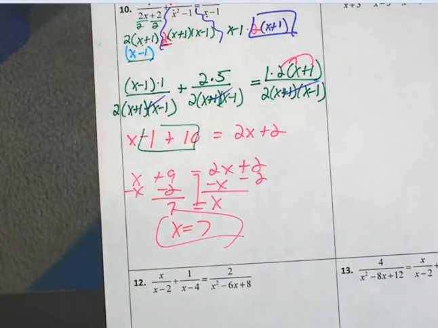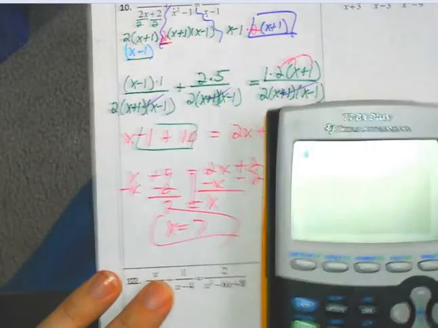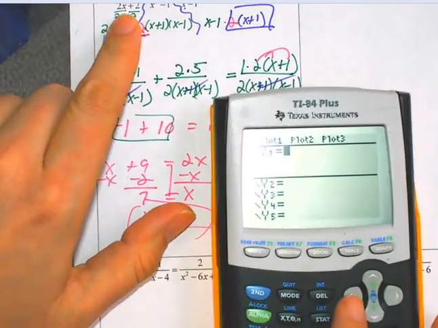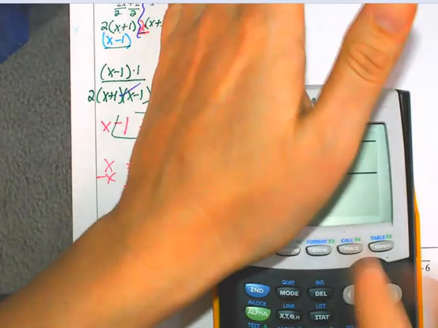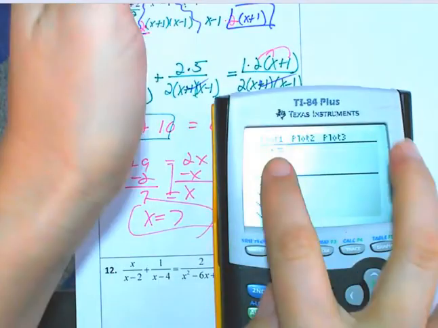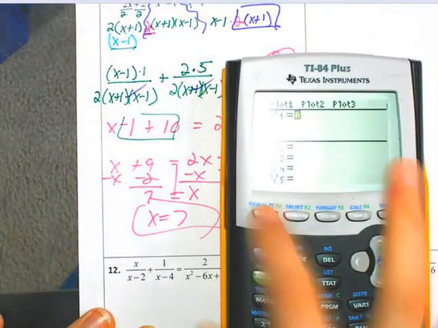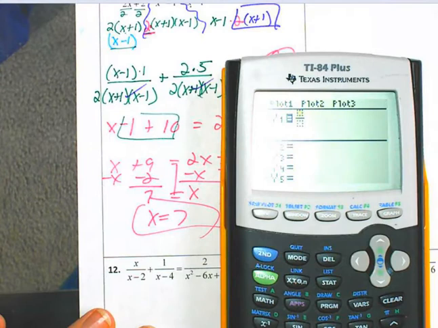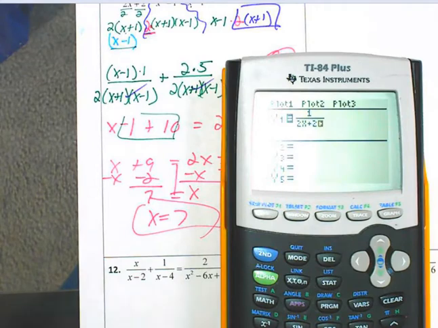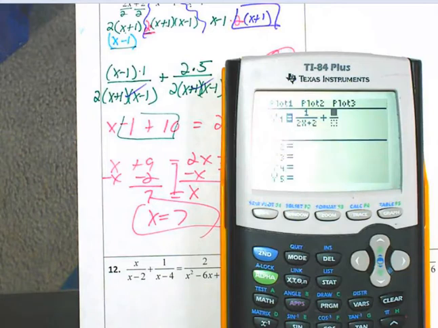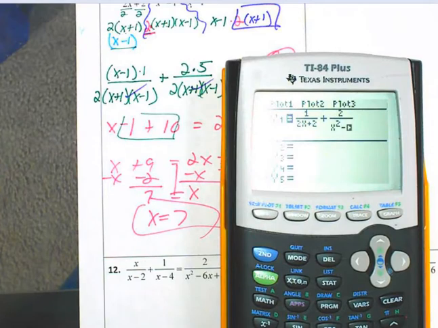done it correctly. All right, so in the calculator, if you go into y equals, and you put your original equation, everything that's on this side of the equal sign, I'm going to put it in y1. Everything on this side of the equal sign, I'm going to put it into y2. So alpha y equals, have 1 over 2x plus 2. Again, this is my original equation. Plus alpha y equals 5 over x squared minus 1.